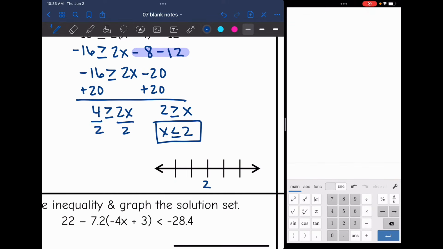So 2 is going to go in the middle with 1 and 0 right below it, and 3 and 4 right above it. And then I'm going to have a solid circle, a closed circle on 2 since 2 is included. And then we are less than 2, so that would be 1 and 0 that I need to shade towards.